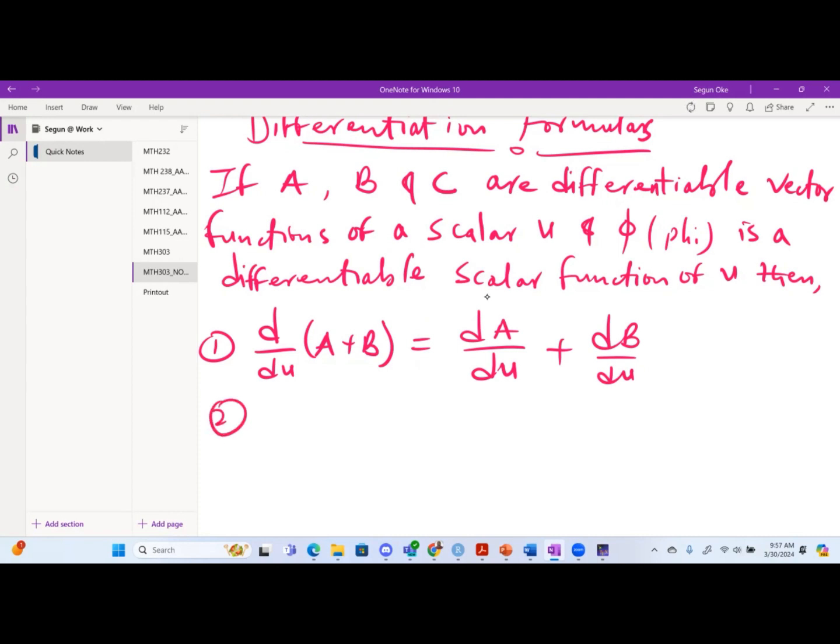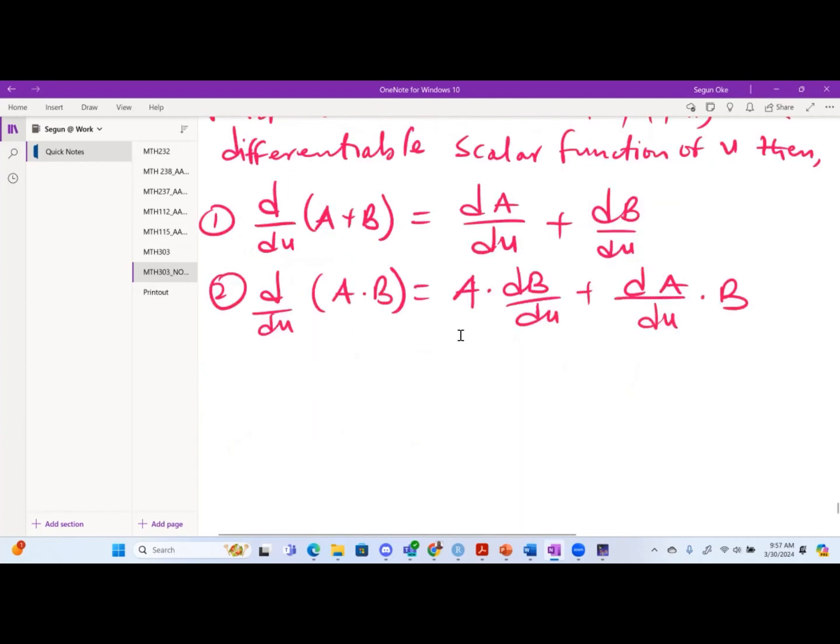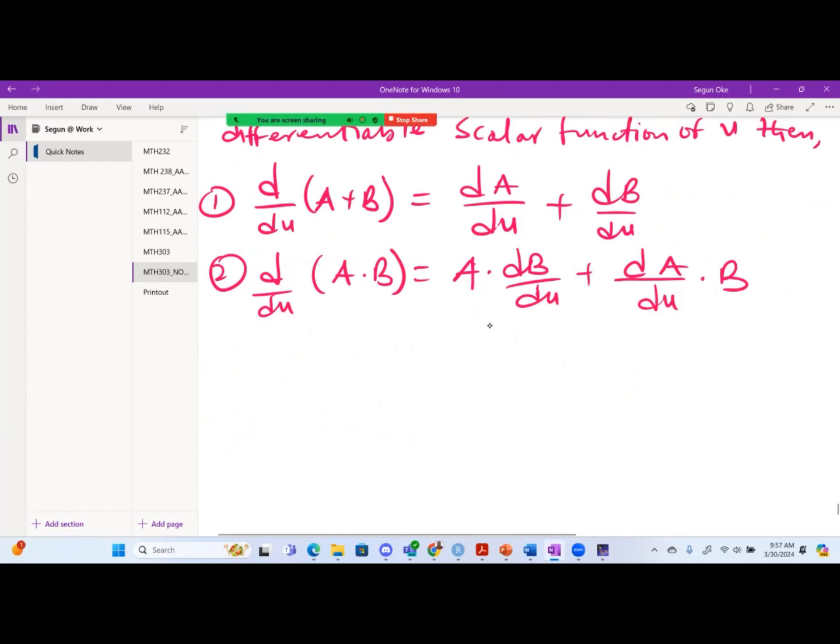Number two, when you have d/du of A dot B, just watch this one, it will be A dot dB/du plus dA/du dot B. Please, the position is very important. Don't bring B first before A. Take note of that. You will see by the time we start using it, you will see the difference.